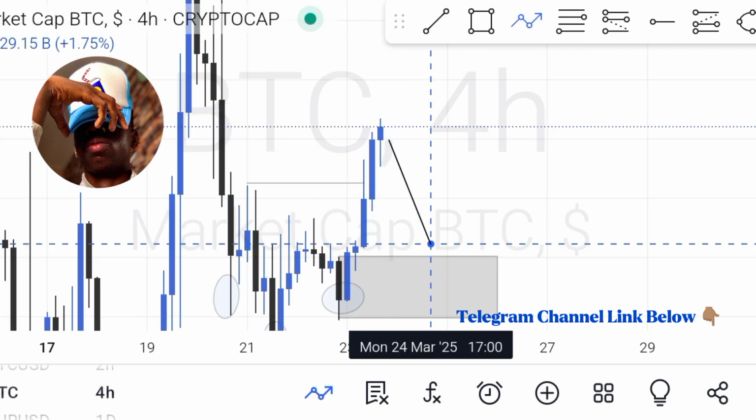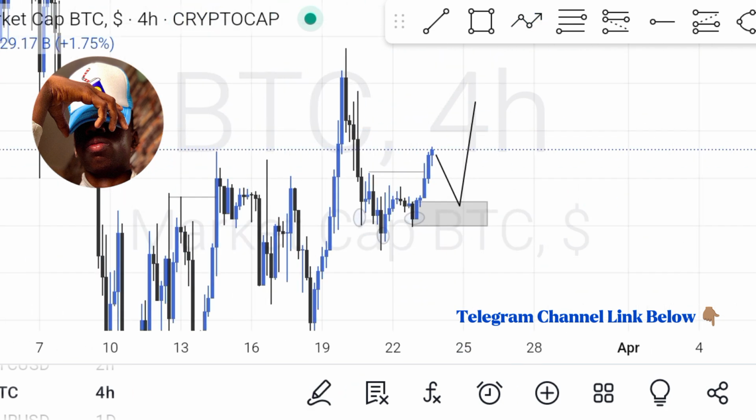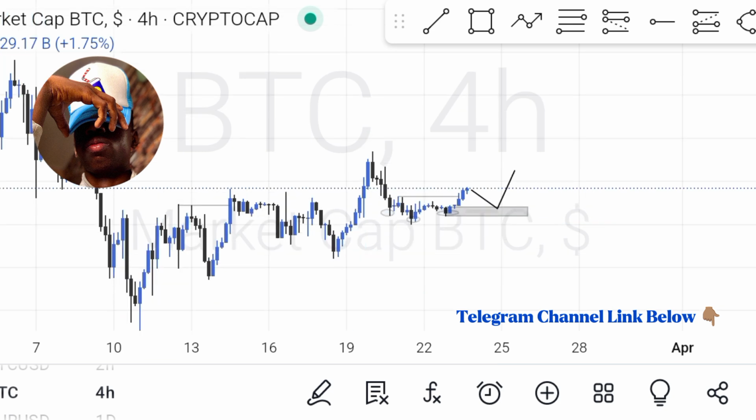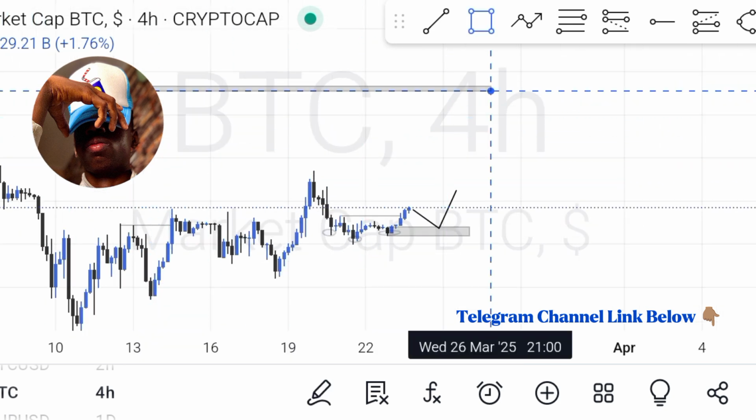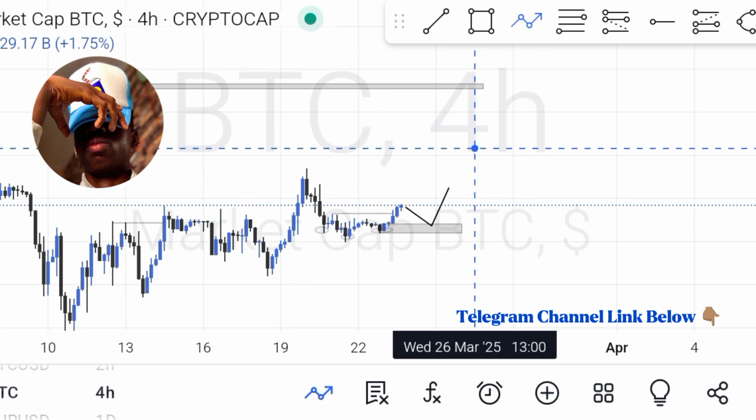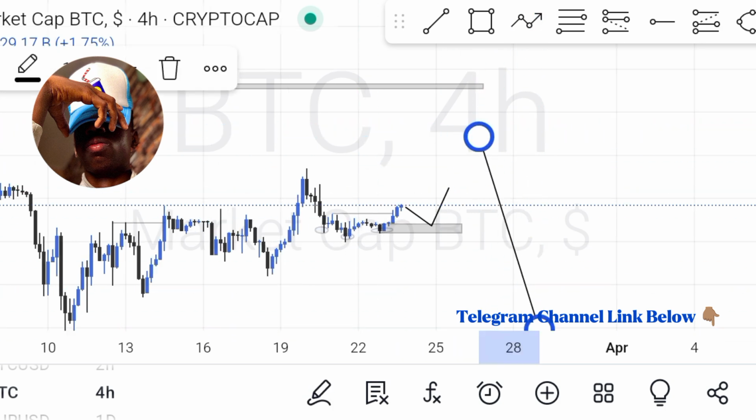There are some zones that could cause a reversal at this point, somewhere around here or higher. You could see some reversal back to the downside. So don't be fooled. Don't test your luck. Don't push it.